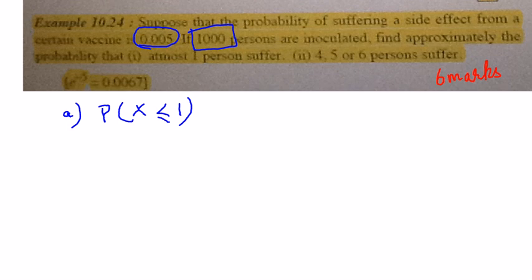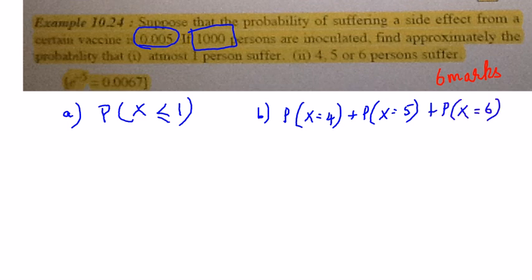And the second part is you have to find the probability that either 4 or 5 or 6 people suffer from the side effect of the vaccine.